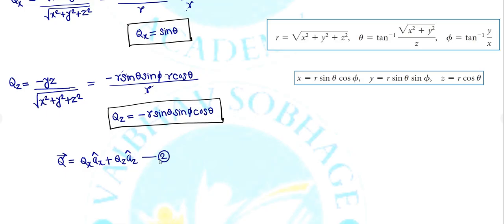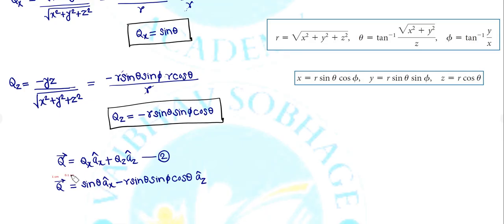So this is your equation number 2, and after putting the values of qx and qz in equation 2, we are left with vector q equal to sine of theta ax minus, because we have qz to be minus of this value, so that will be minus of r sine theta sine phi cos theta, and this is it. So this is your vector q.